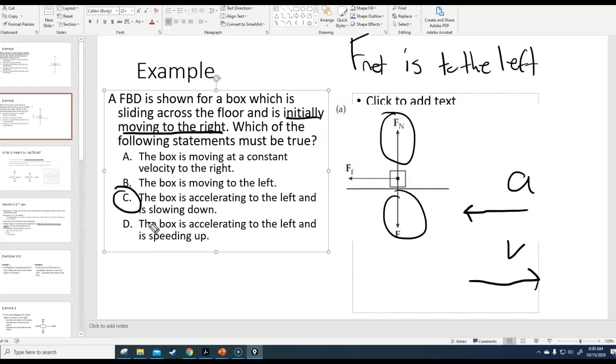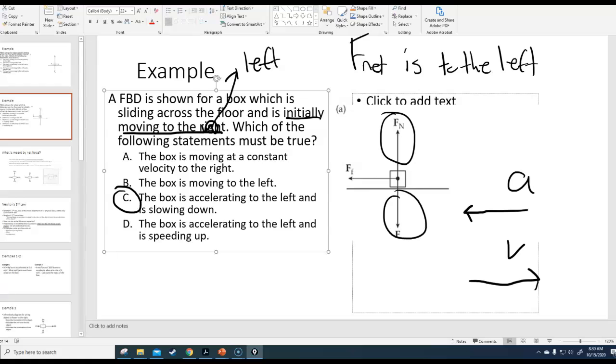By the way, that means that if we change the word right to left, if the box was initially moving to the left, then the answer would be D, because the velocity would be to the left, plus it would be accelerating to the left, which means the velocity and acceleration would be in the same direction and it would be speeding up.